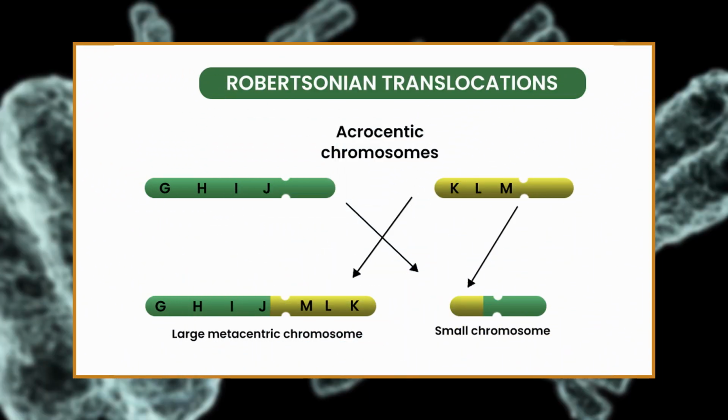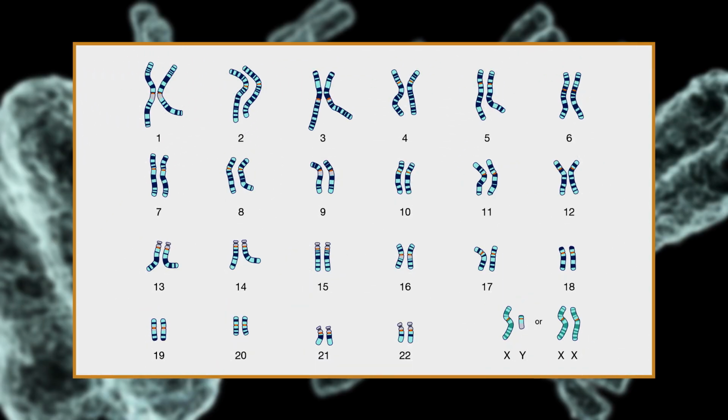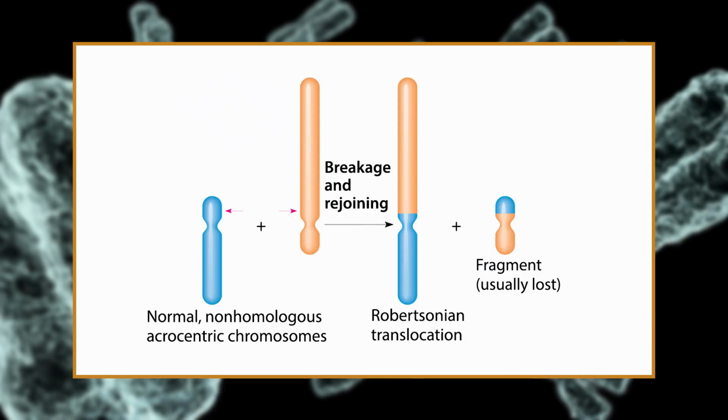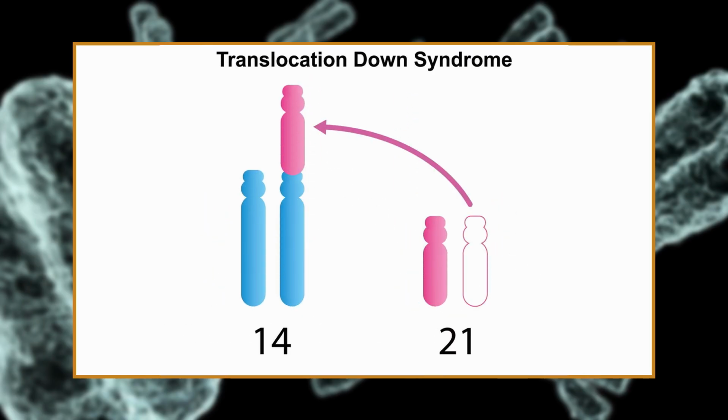We see a special kind of reciprocal translocation, which is called Robertsonian translocation, which occurs between two acrocentric chromosomes, chromosomes with very short arms, such as chromosomes 13, 14, 15, and 21. In this case, the long arms of these chromosomes fuse and the short arms are lost. This type of mutation is responsible for familial Down syndrome, where chromosome 21 attaches to chromosome 14.